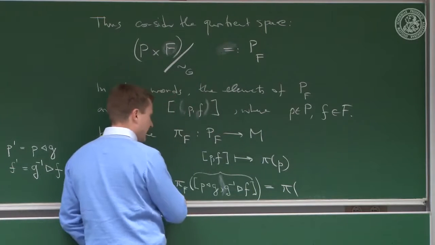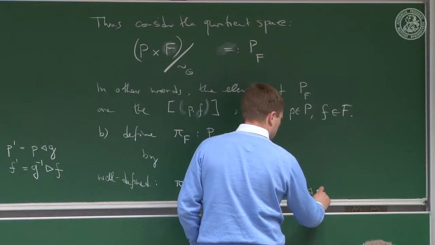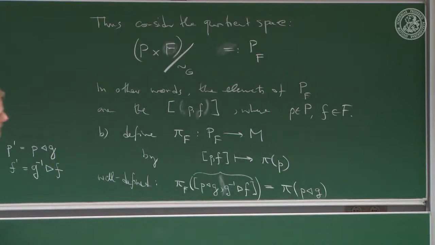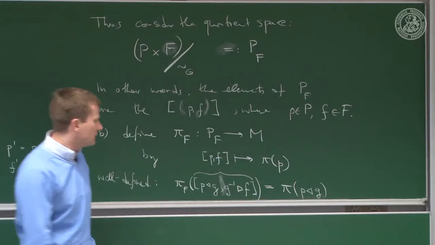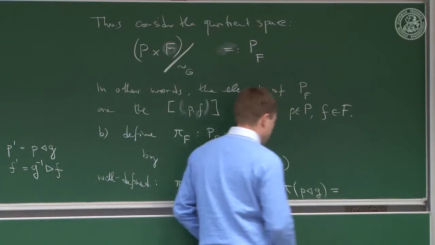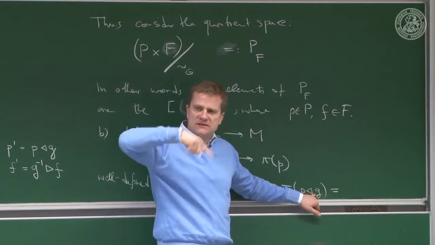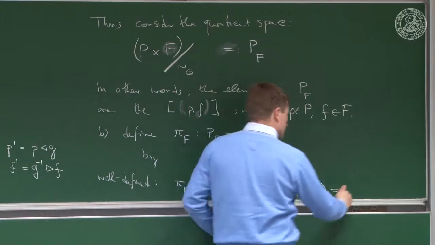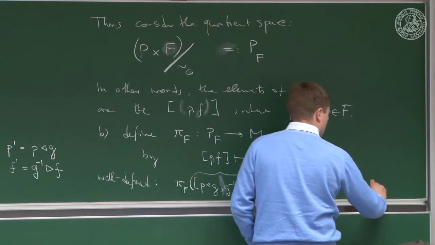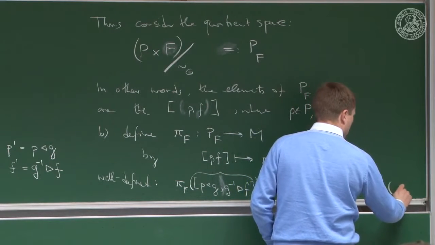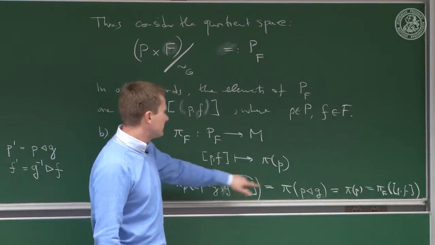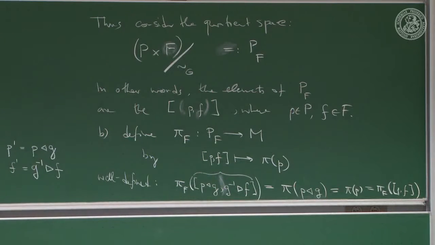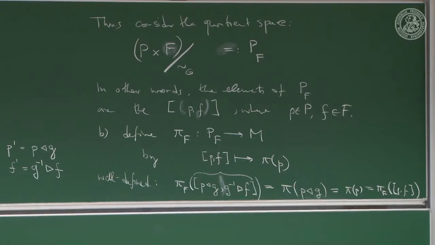This is then by definition of pi_F is pi of p acted upon from the right by g. And because this is the pi, the projection of a principal bundle, we recall that, well, what does this g do? It only moves us within the fiber. So this is the same as pi of p. But pi of p is pi_F of [p, f]. Aha, so indeed the pi_F, whether it acts on another representative or not, it produces the same result, and hence this map is well defined. Okay.